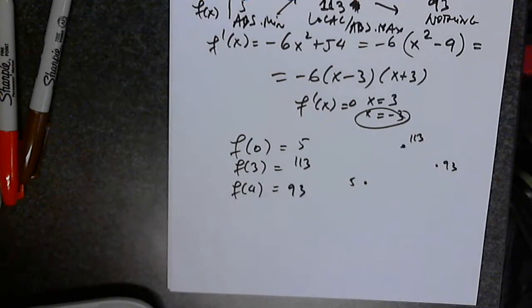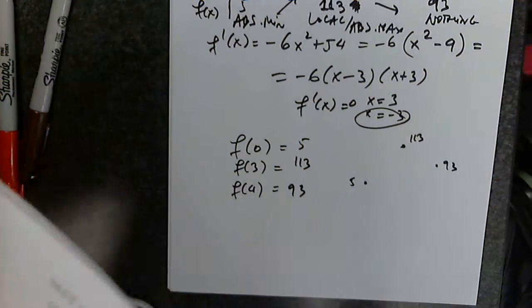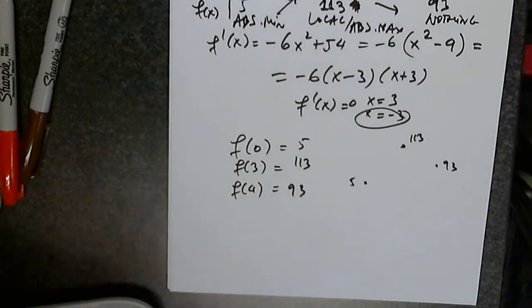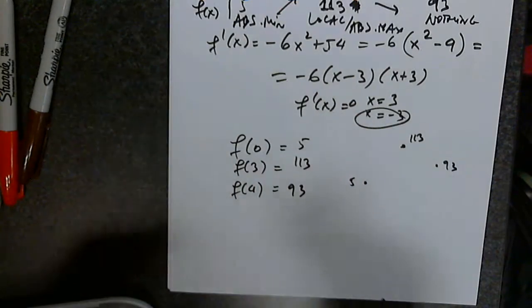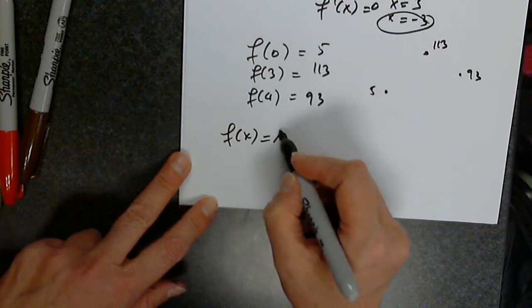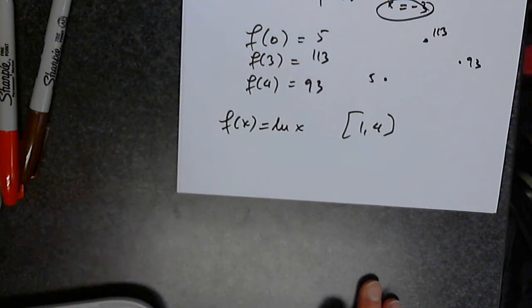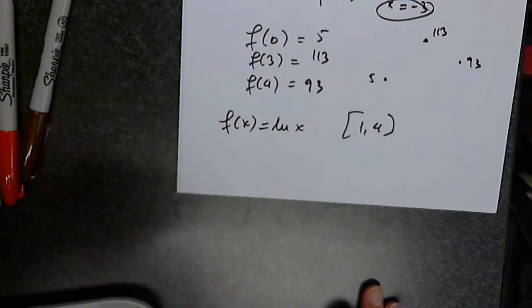Okay, here is the second one. In the second one, we were given a function that is natural log x on the interval 1, 4. They're asking us to show that it satisfies the hypothesis of the mean value theorem, and then find C that satisfies the conclusion of the mean value theorem.